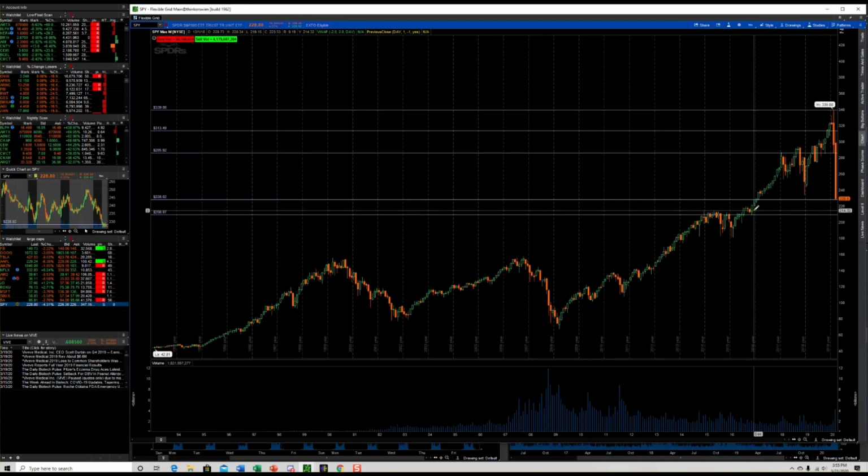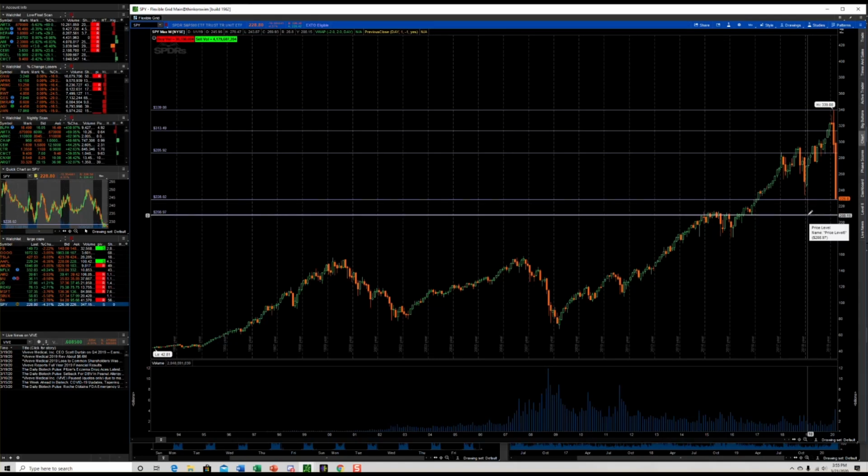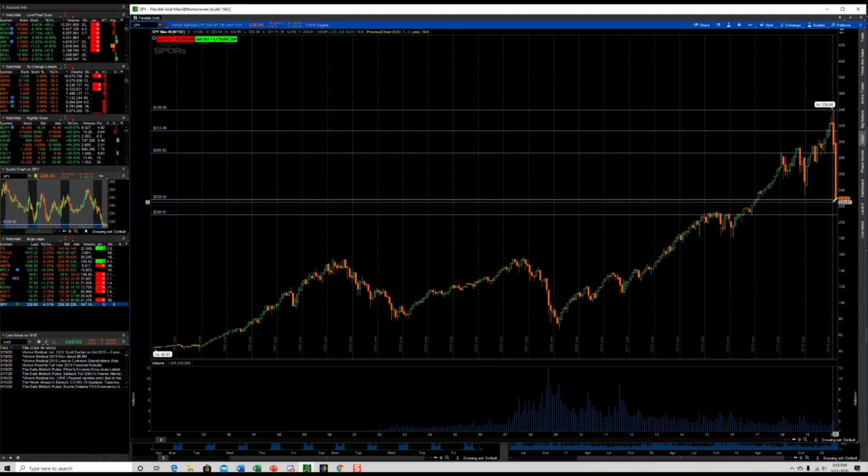So I personally think that if it can't close above that 228, it's heading next to 208. That's the next level we're heading towards with the SPY. Okay, so you got some nice room on the downside to 208. So you can get those puts, you can short, and you can make some serious money going on the downside.